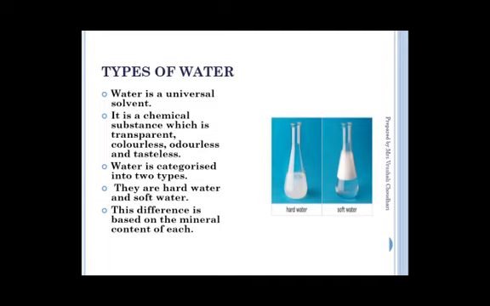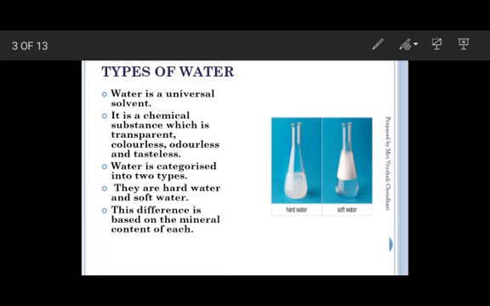Even though water is colorless, odorless, and tasteless, due to the presence of dissolved salts like the calcium, magnesium, carbonate, the chemical properties of water change, and water is divided into two categories: hard water and soft water. This is based on the amount of mineral present in the water. In this image we are able to see hard water and soft water. Soft water produces a lot of lather, while the hard water does not produce a lather.